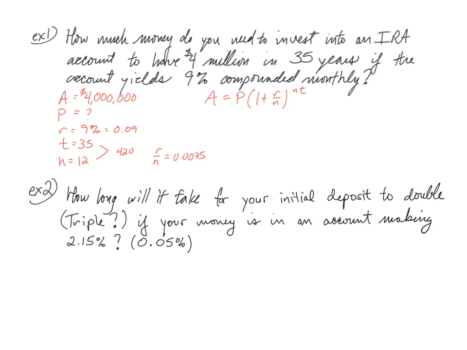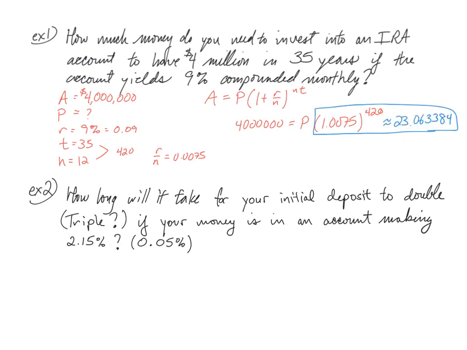So we will have A is 4 million, there we go, 4,000,000 equals P times 1.0075 to the 420 power. Now you can sort of see what's going on here. We have P times some number equals 4 million. So if I can just figure out what this number is, I can divide both sides by this number here.